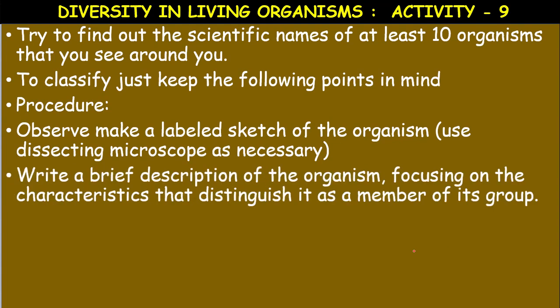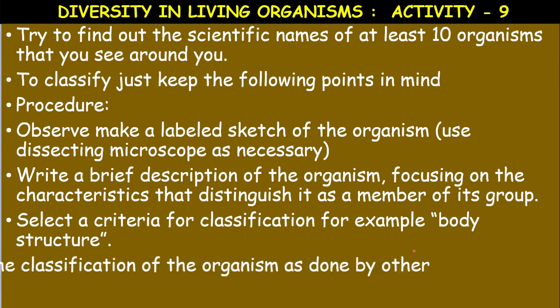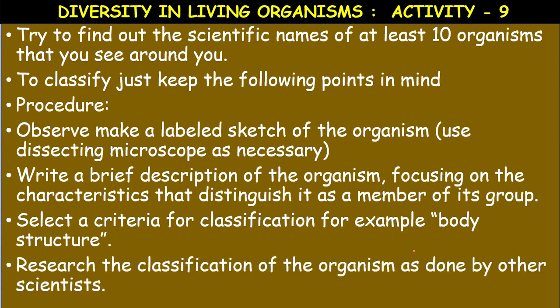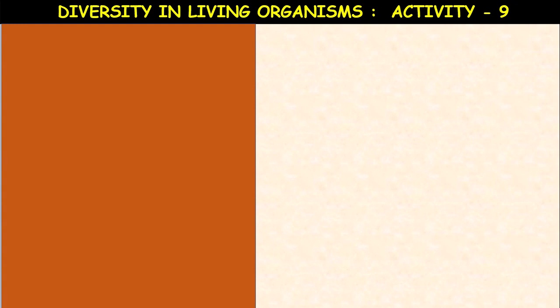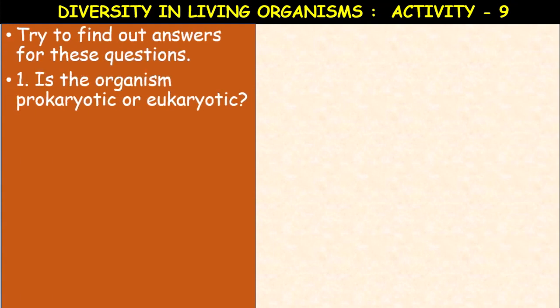Write a brief description of the organism, focusing on the characteristics that distinguish it as a member of its group. Select a criterion for classification, for example, body structure. Research the classification of the organism as done by other scientists. Same procedure you can follow. So here, try to find out the answers for these questions.